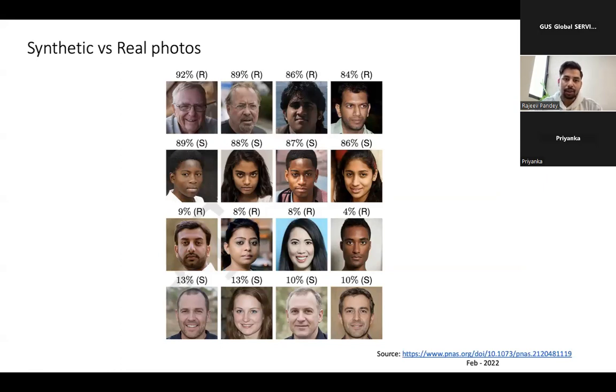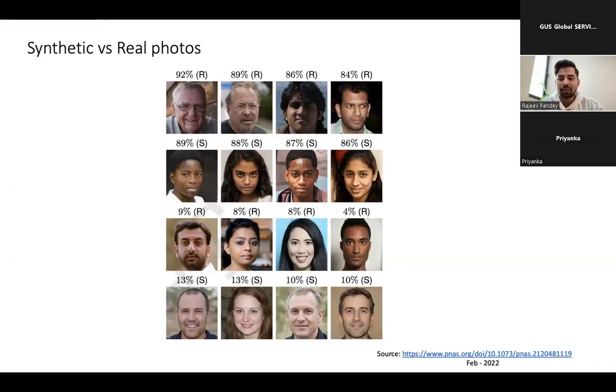the research was to create different photos. So one was a set of real photos and then a set of synthetic photos, right? The R that you see are the real photos, created by photos clicked, and S was the photos created by artificial intelligence, right? Now, what this data says, if you see, these are the real photos, right? And what the percentage says is that the people were given these photos, like there was a research done on this, and there were tens of thousands of people.